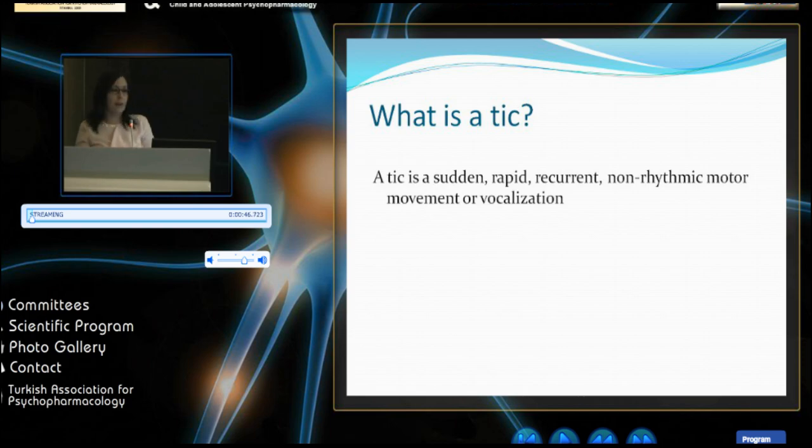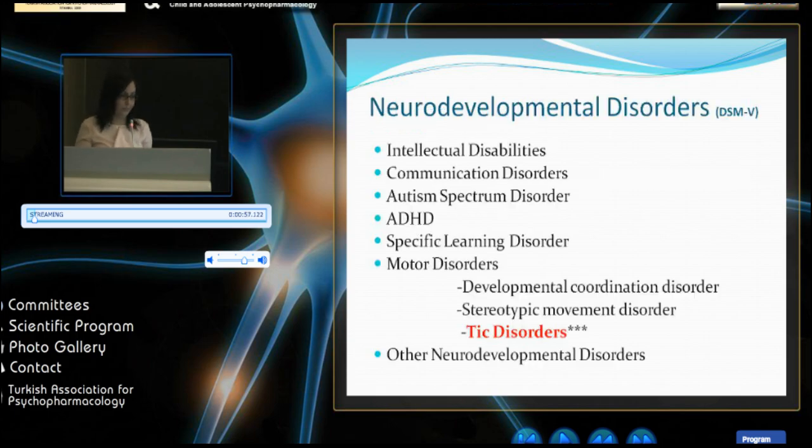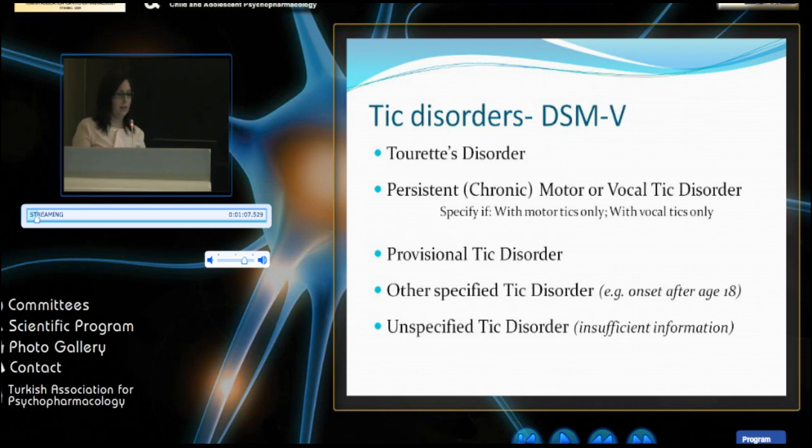What's a tic? A tic is a sudden, rapid, recurrent, and non-rhythmic motor movement or vocalization. In DSM-4, they are defined as stereotypical. However, in DSM-5, we do not see such a definition anymore. Right now, tic disorders are under motor disorders, under neurodevelopmental disorders.